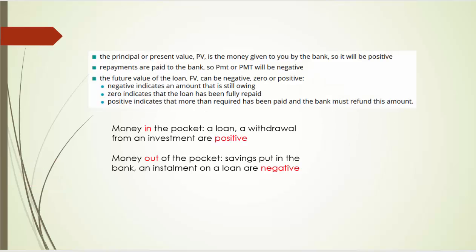Now, when we're talking about reducing balance loans, we need to be sure about what numbers go in as positive and what numbers go in as negative. As I said before, money in the pocket, such as a loan lent to you or some withdrawal from an investment, goes in as a positive amount in the calculation, and money out of the pocket, such as some savings you put into the bank or an installment on a loan, go in as a negative amount.